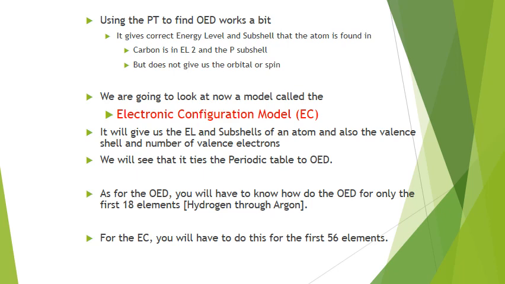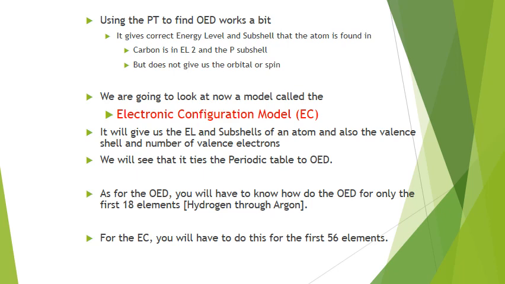So what we're going to do is develop a model. It's called the electronic configuration model, EC. That's going to focus on just the energy level and the subshells and how many electrons are in the subshells. And from that, it will give us the valence shell and the valence electrons, exactly what I want.